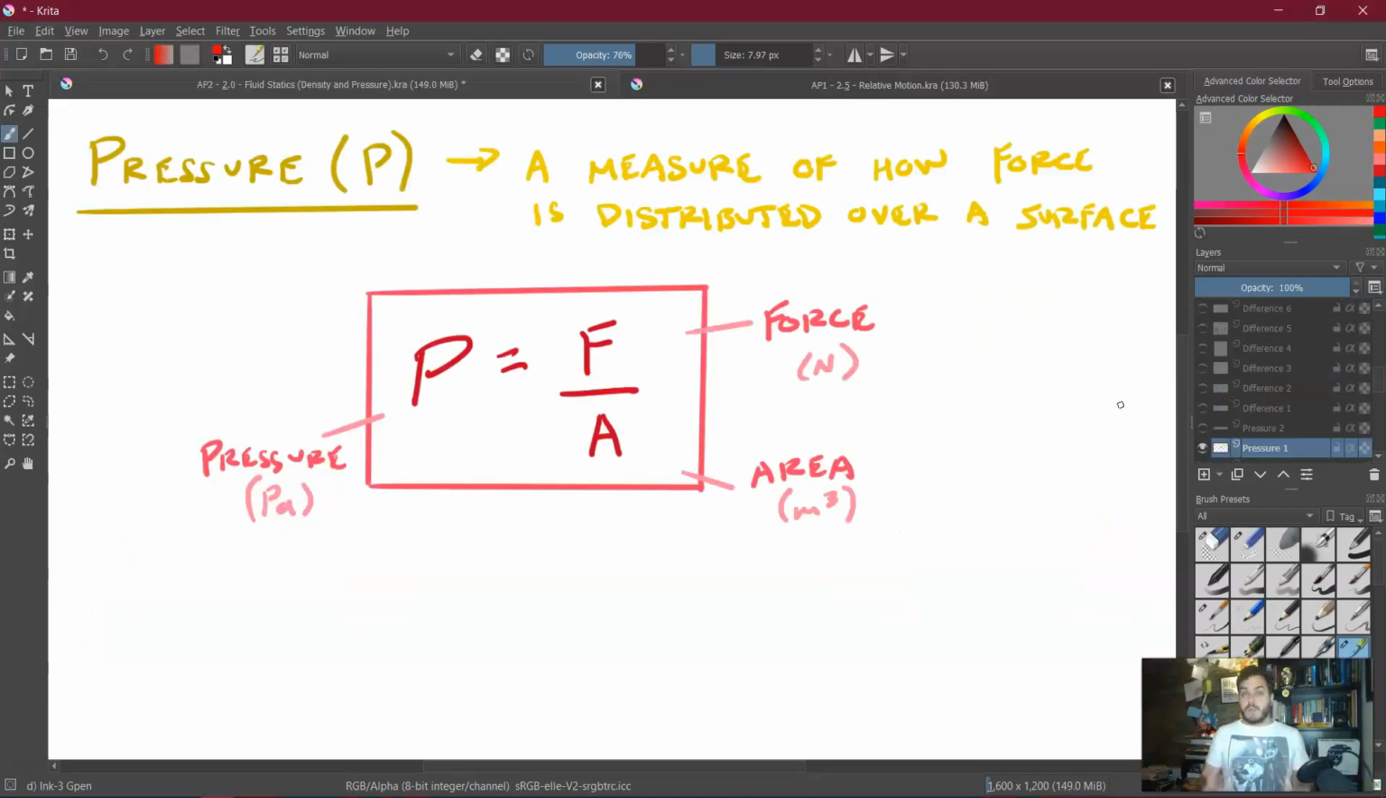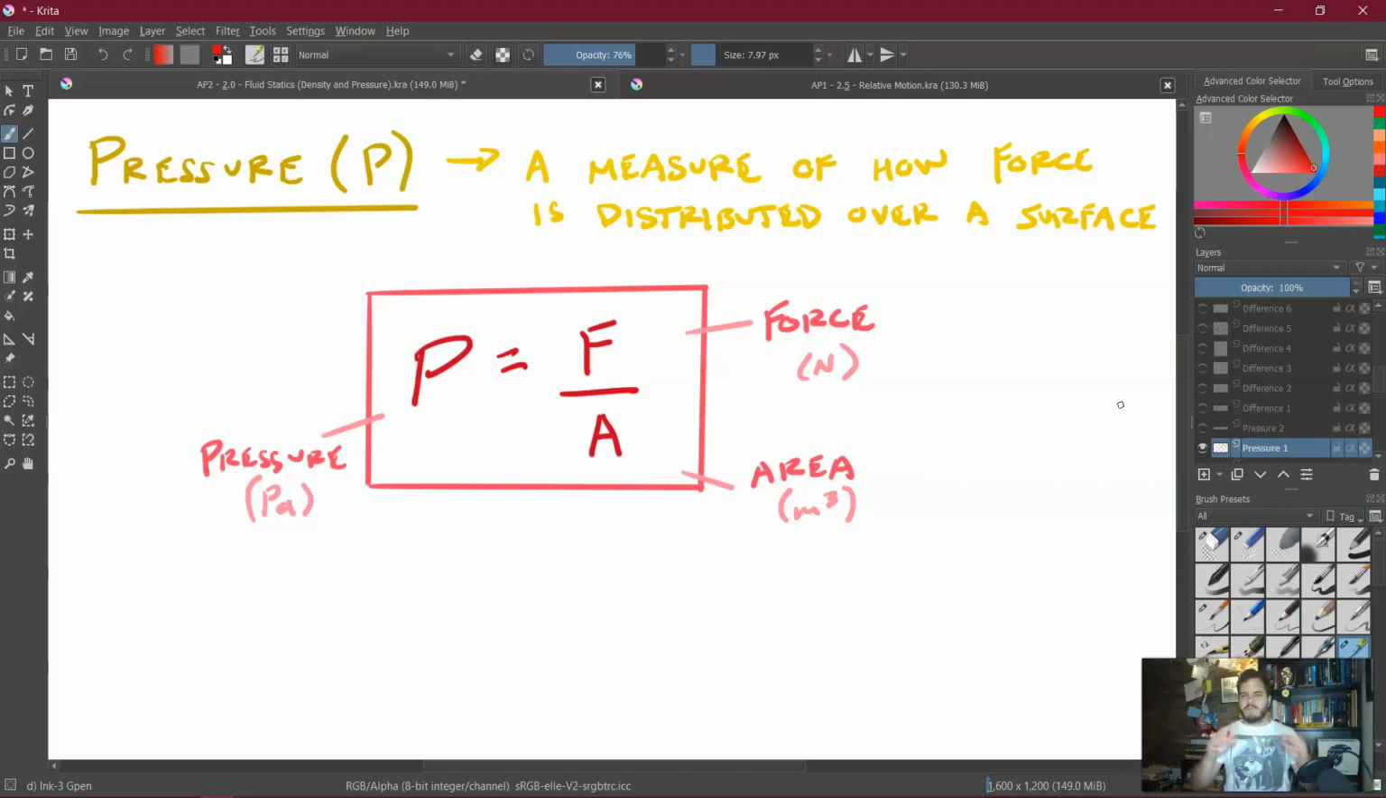So we've already learned about this concept of pressure, which we abbreviate with a capital P, because it's just the measure of how force is distributed over a surface. Remember, we're looking at the macro scale now. The unit is the pascal, and it's just a force over an area, or a Newton per meter squared. So a pascal is equal to a Newton per meter squared.